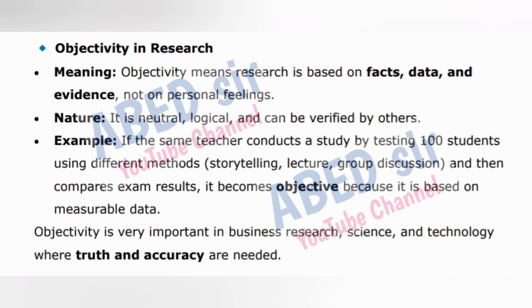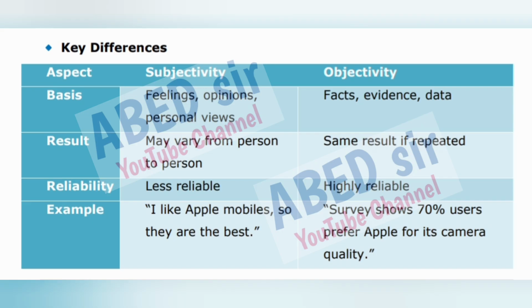Objectivity is very important in business research, science, and technology where truth and accuracy are needed. Key differences. Aspect: subjectivity, objectivity. Basis: feelings, opinions, personal views; facts, evidence, data. Result: may vary from person to person; same result if repeated. Reliability: less reliable; highly reliable.